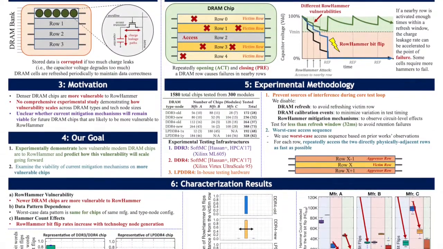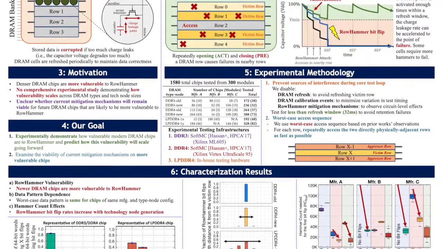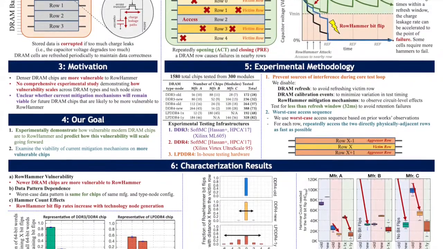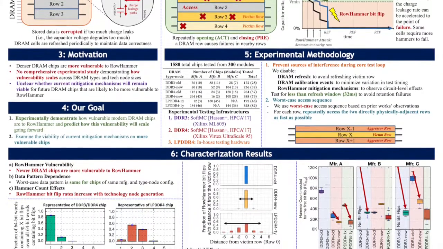The goal of this work is to first experimentally demonstrate how vulnerable modern DRAM chips are to RowHammer and predict how this vulnerability will scale going forward. And second, we want to study the viability of current mitigation mechanisms on more vulnerable chips.